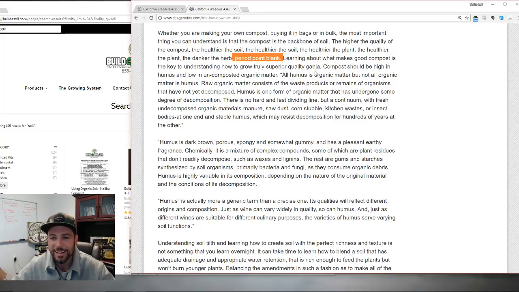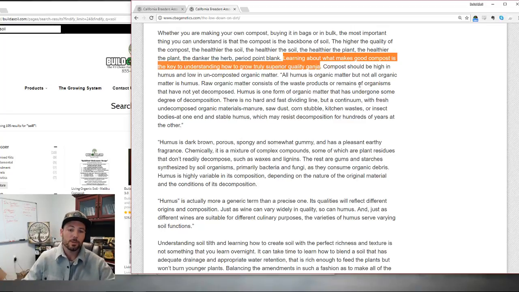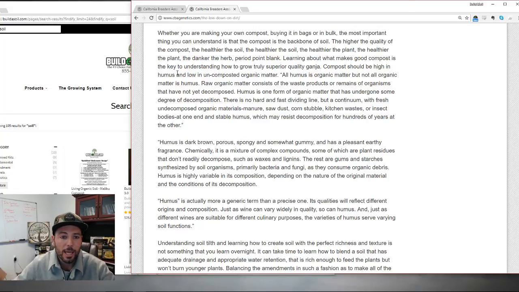I love it. Learning about what makes good compost is the key to understanding how to grow truly superior quality ganja. And if you notice in our BuildASoil system, the two top rules we talk about is making your own compost. And then the second rule is making your own compost. So it's very important. We like making worm castings, but either way, compost should be high in organic and humus and low in uncomposted organic matter.